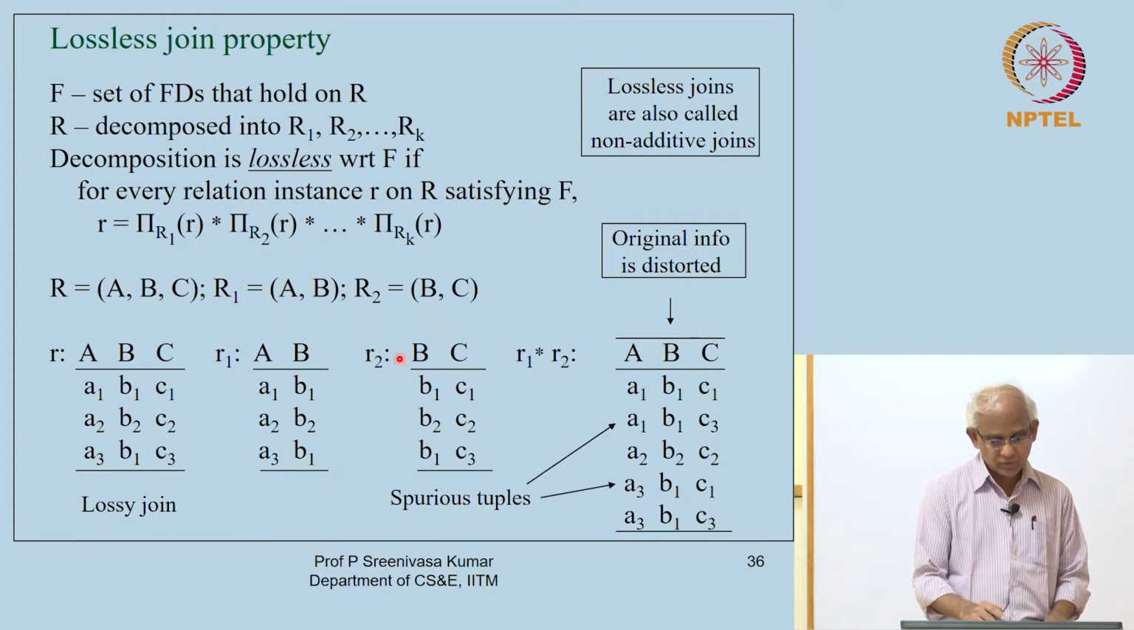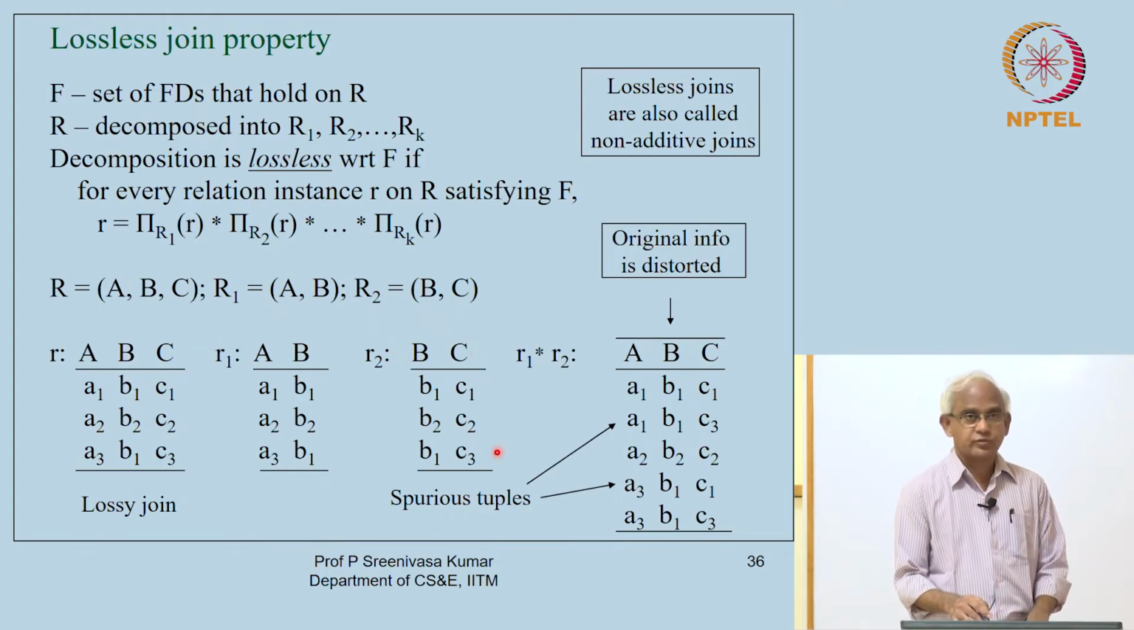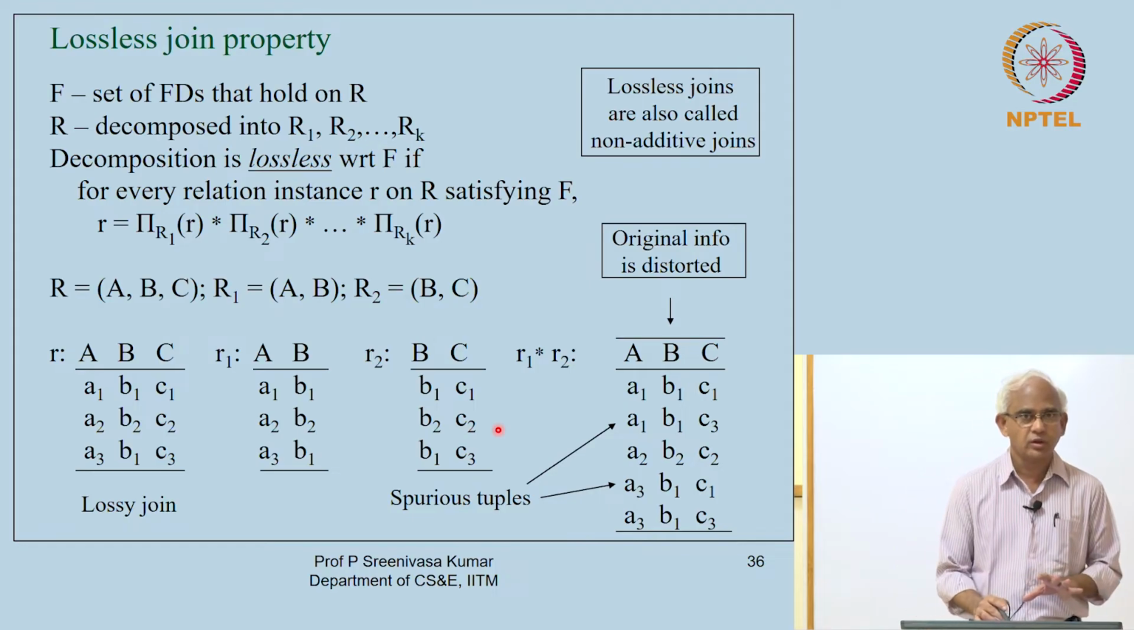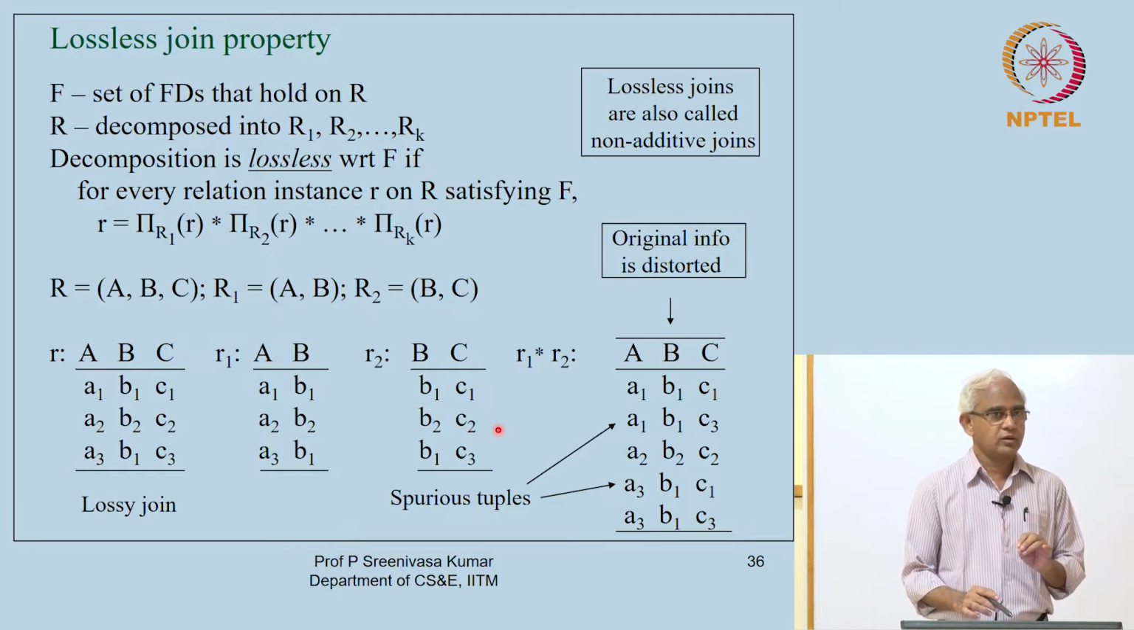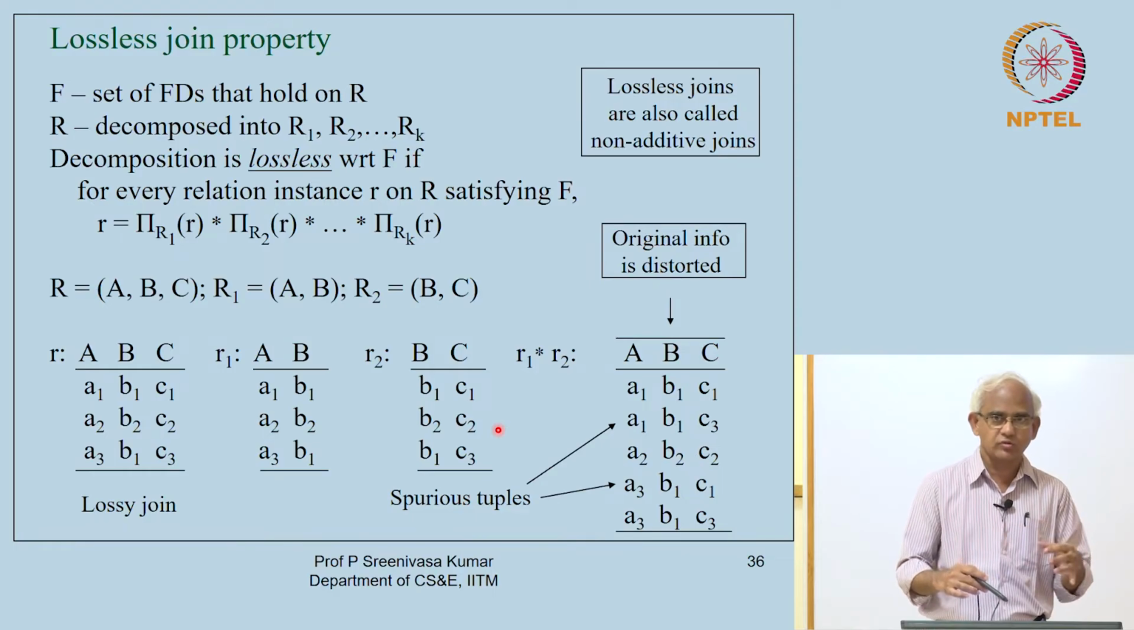And so, people have studied this property and said that this kind of phenomenon is happening and we do not want this kind of thing to happen whenever we do decompositions. So, we have to be careful about these decompositions. We should always put this condition saying that we must get lossless decompositions. Our decompositions that we are trying to get in order to achieve a certain normal form should always be lossless.